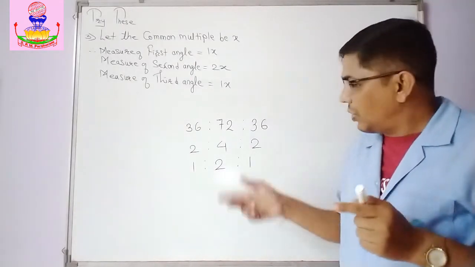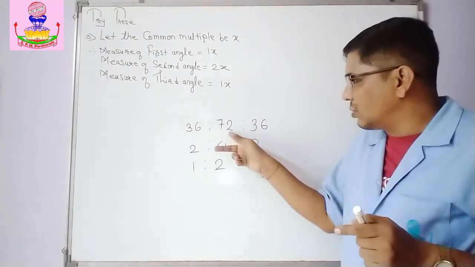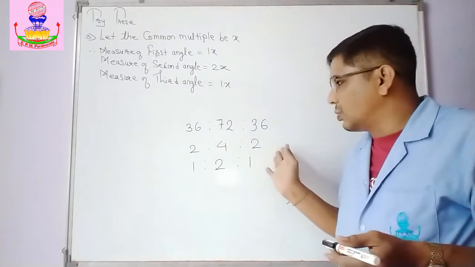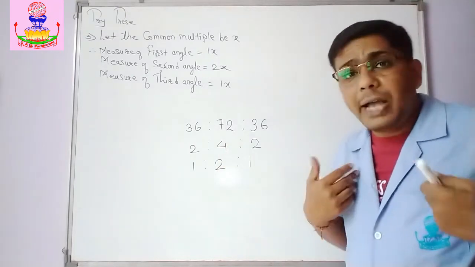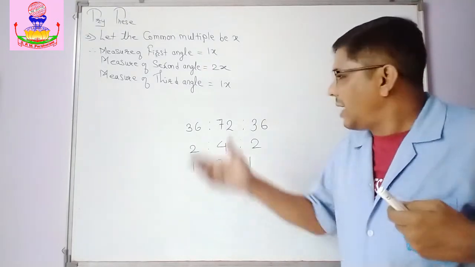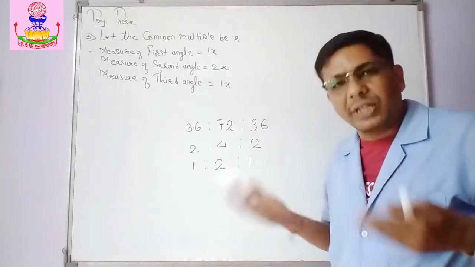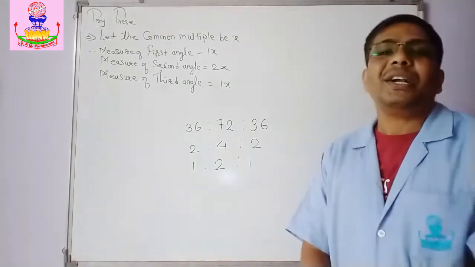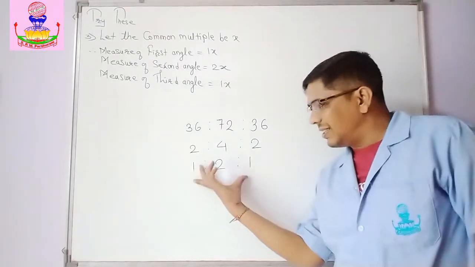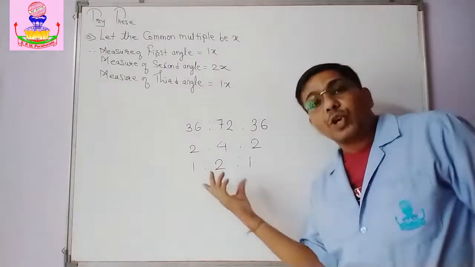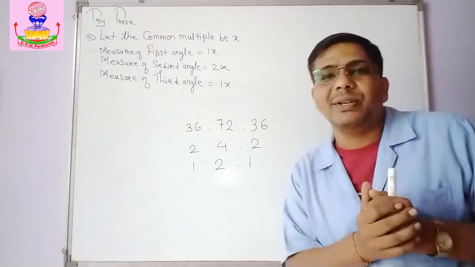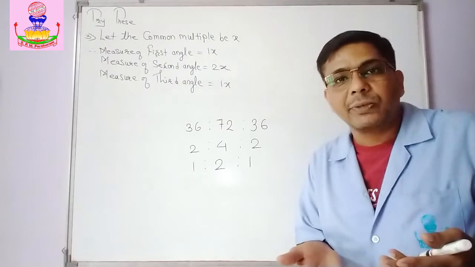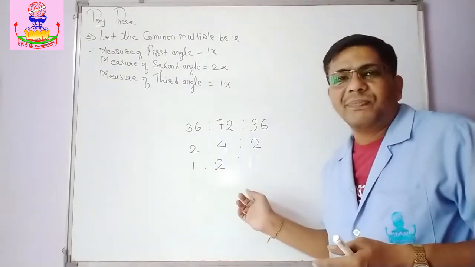Now is this the actual value? No, it is not. What was the actual value? 36 is to 72 is to 36, or it can be 2 is to 4 is to 2, or it can be any other value. I don't know the value. Here I have taken 36 is to 72 is to 36, but do we know the value here? We don't know. So what can we do? Because I have got this reduced form, I should get some exact value now. But I don't know that.